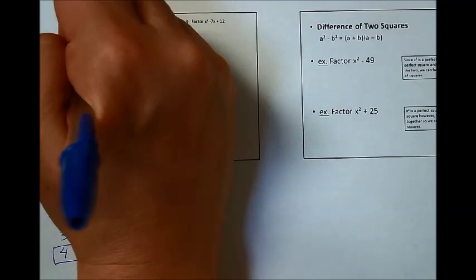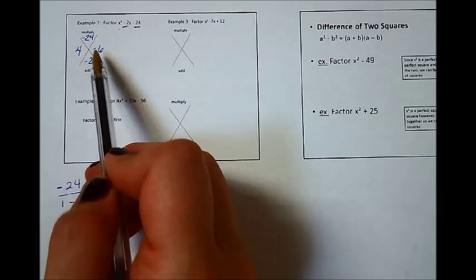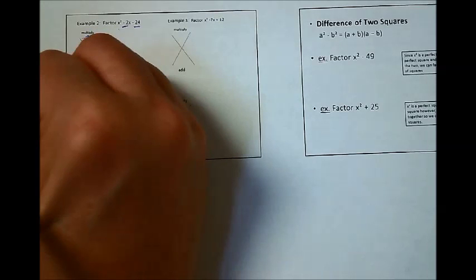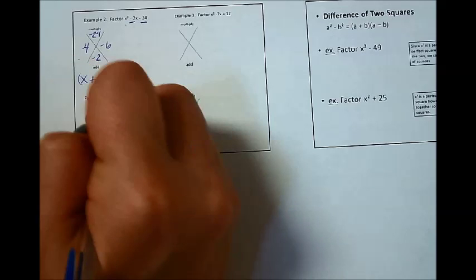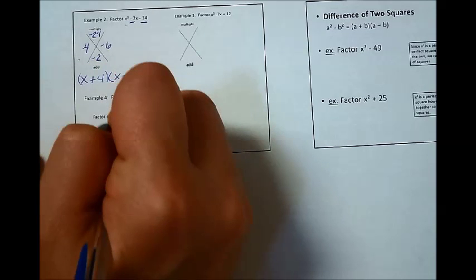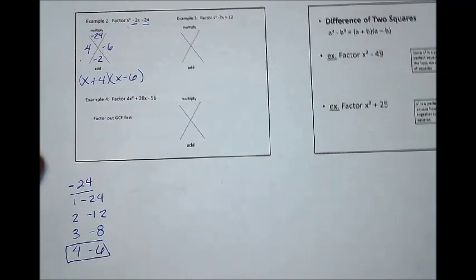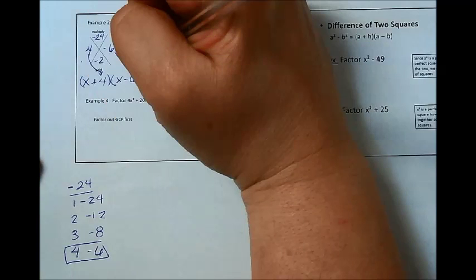And it doesn't matter which one you put where. You could put negative 6 here and 4 here. Either way is fine. So then you take these two numbers and you're going to write x plus 4 and x minus 6. Just that easy. That 4 becomes that, and that negative 6 becomes minus 6.